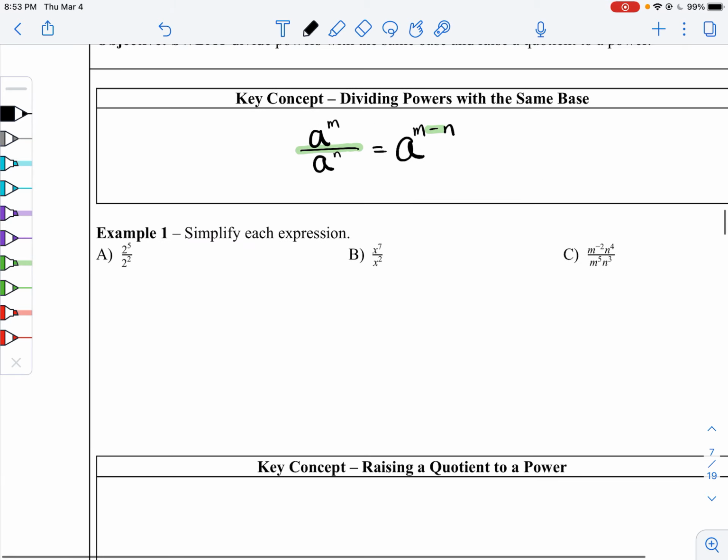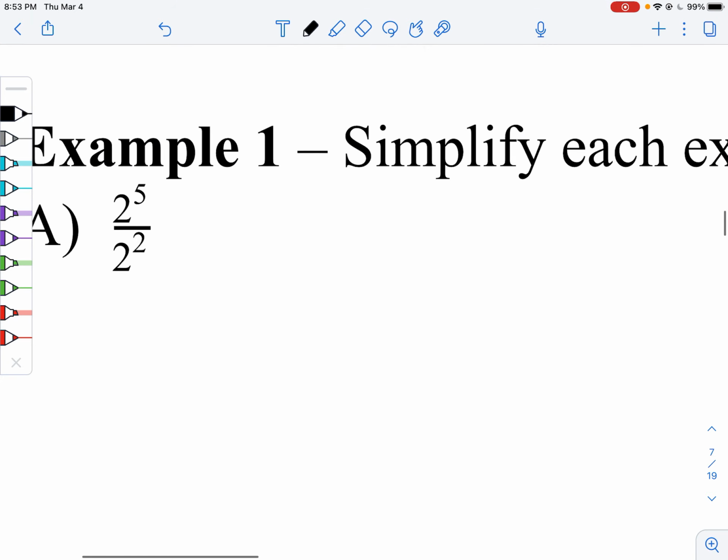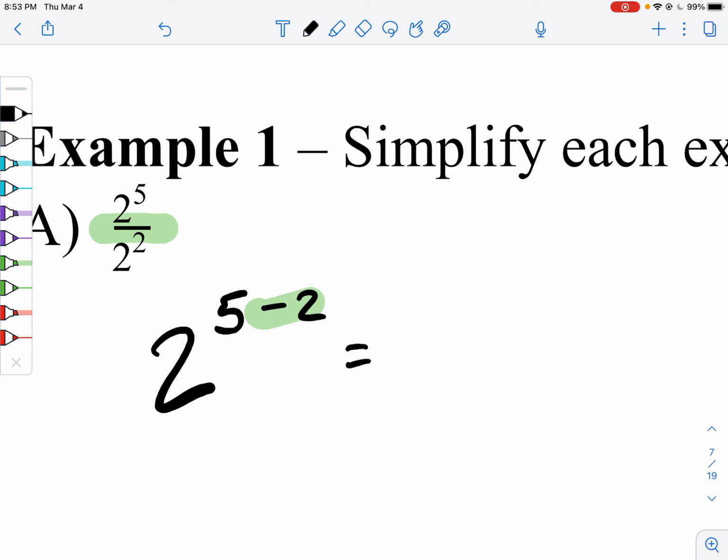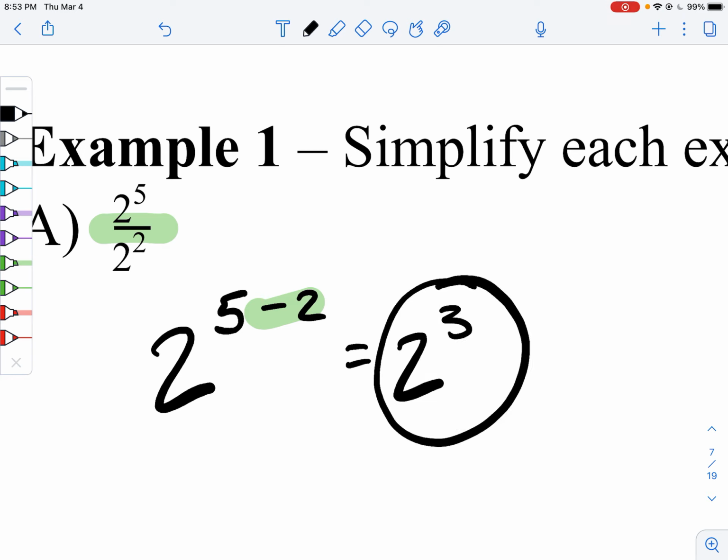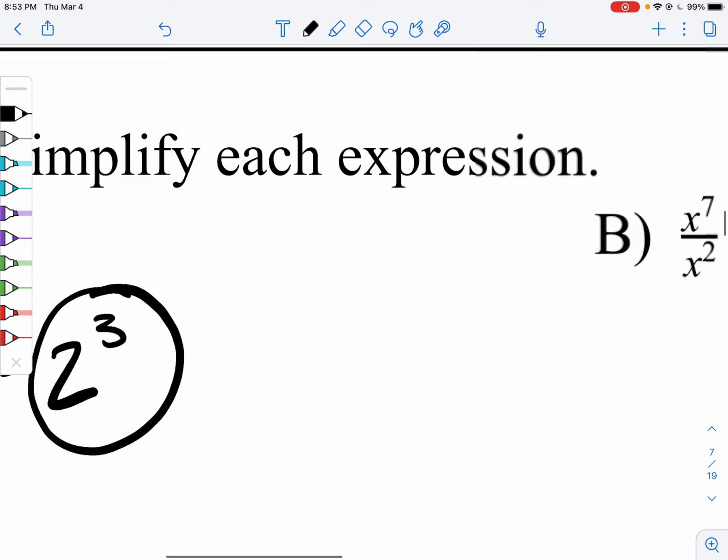Let's do some examples. All right, check this out. We've got this divide sign. Divide means minus. So it's 2 to the 5 minus 2 power. 5 minus 2 is 3. 2 to the third power. End of lesson. I'm just kidding.